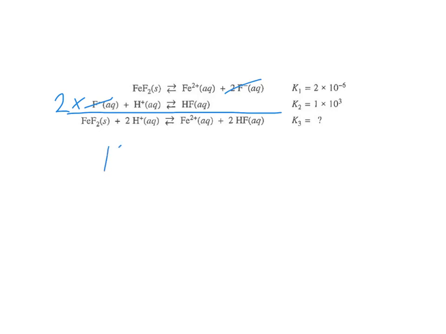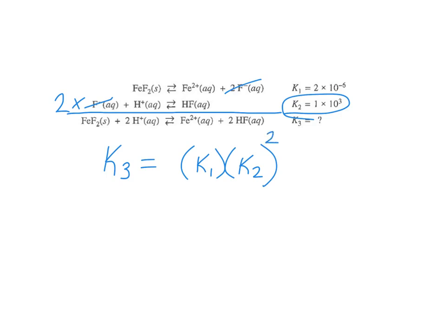So when I want to solve for K3, not only do I have to multiply K1 and K2 together, I also have to take K2, and since my coefficients had to be multiplied by 2, remember when we multiply our coefficients by a number, we raise our K value to that exponent. So K2 has to be squared and then multiplied by K1 to get K3 for my overall reaction. All right, that is it for our notes for 7.1 through 7.6. So we're going to do a bunch of practice with this in class, so I will see you guys then.